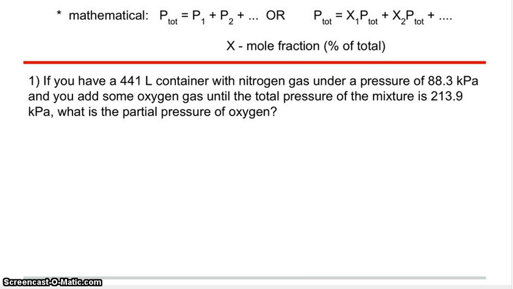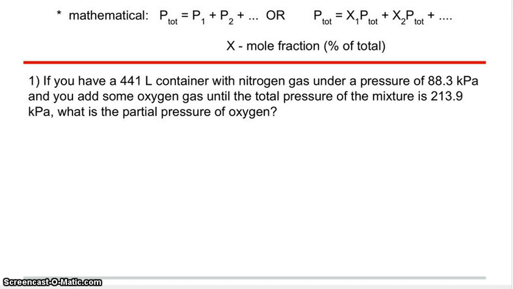All right, so the mathematical equation that goes with it is that you're going to see the P and then TOT, which stands for total pressure, equals P1 plus P2 dot dot dot, which tells you that P1 and P2 are different gases, and that can go on for however many gases are in your sample.